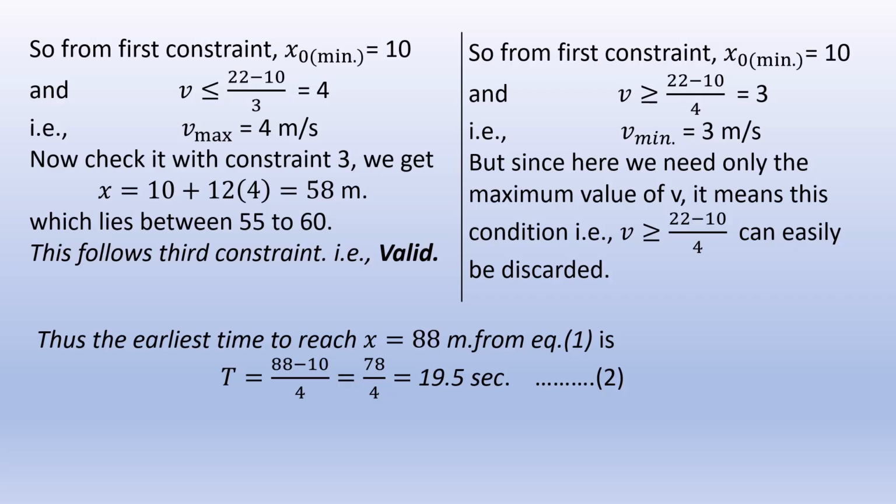But if we put x naught minimum is equal to 10 in the condition v is greater than or equal to (22 minus 10) upon 4, we get the minimum value of v is equal to 3 meter per second. But since here we need only the maximum value of v, this condition, that is v is greater than or equal to (22 minus 10) upon 4, can easily be discarded. So we can say that the earliest time to reach x is equal to 88 meter from equation 1 is t is equal to (88 minus 10) upon 4, that is 19.5 second. And this 19.5 second is the least value of the boundary condition to reach x is equal to 88 meter. And we call it equation 2.